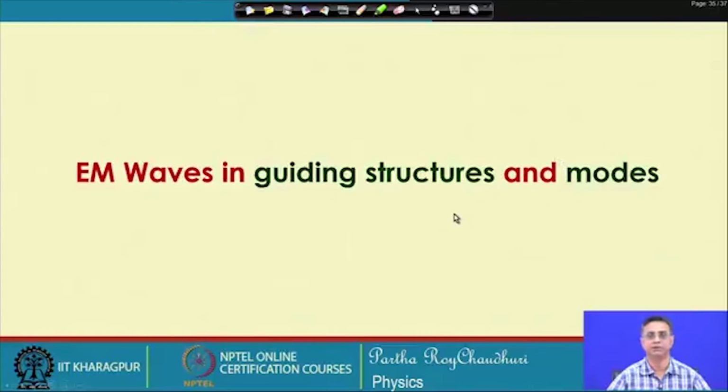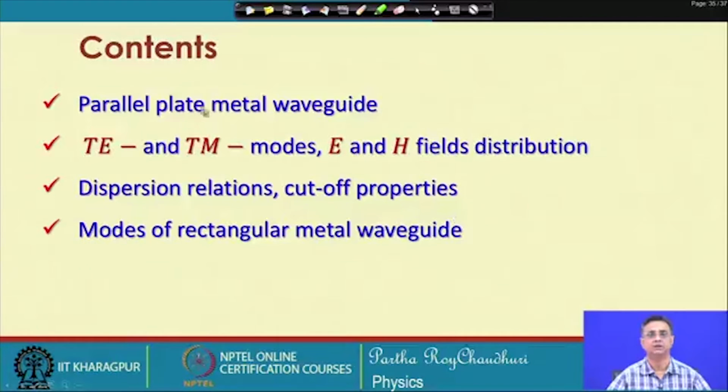We will look at the mode properties, and so we have organized this part like we first consider a parallel plate metal waveguide, which is the simplest structure. Then we will look at the TE and TM modes of the structure, and to do that we will write down the electric and magnetic field distributions, field components, and once we have these modes, then we will be able to depict the electric and magnetic field distribution across the waveguide.